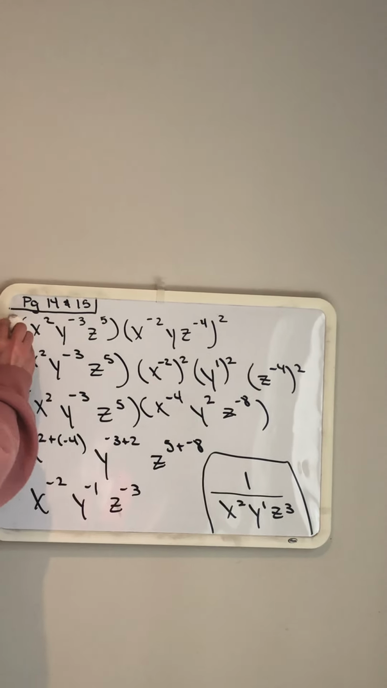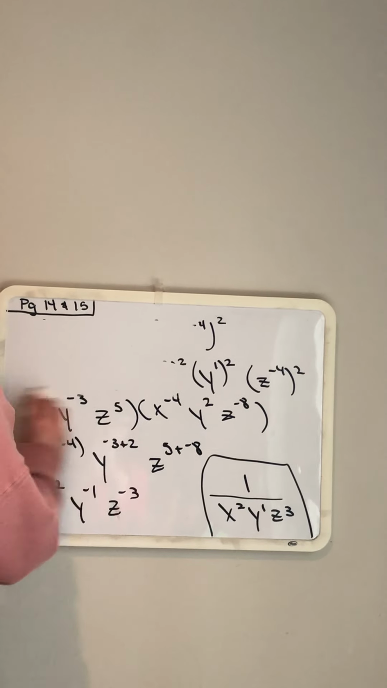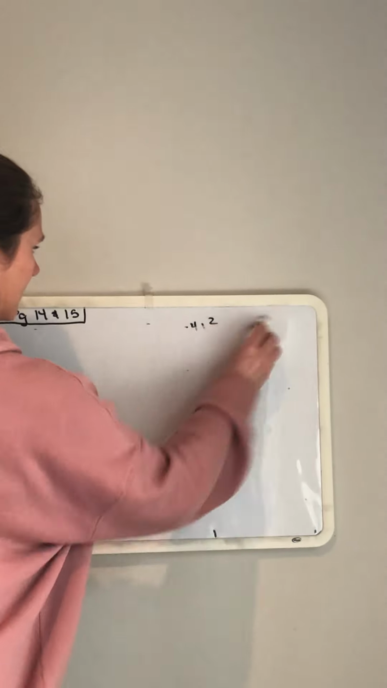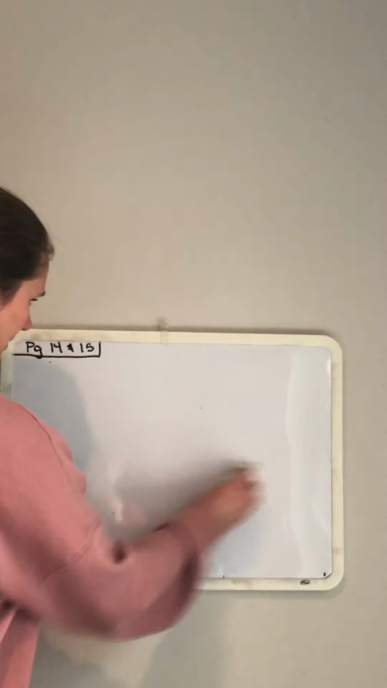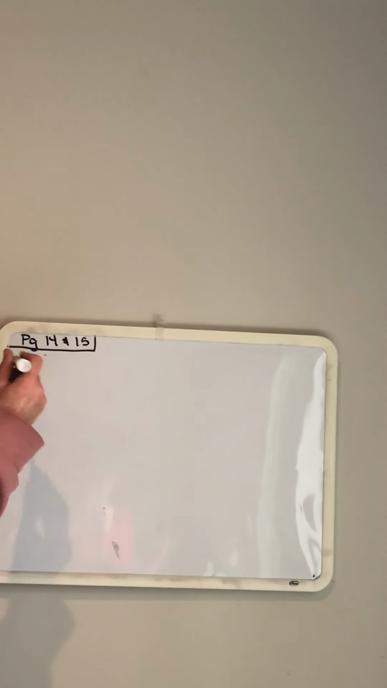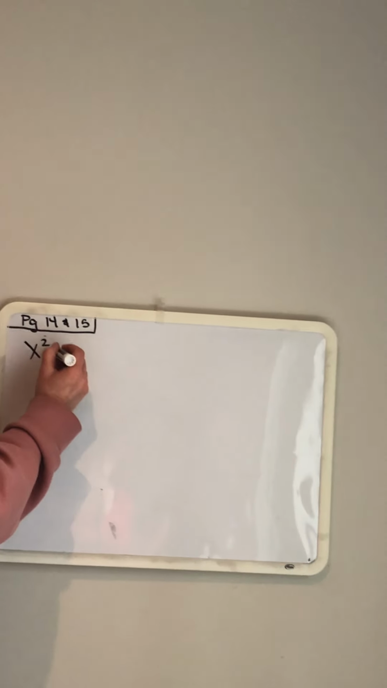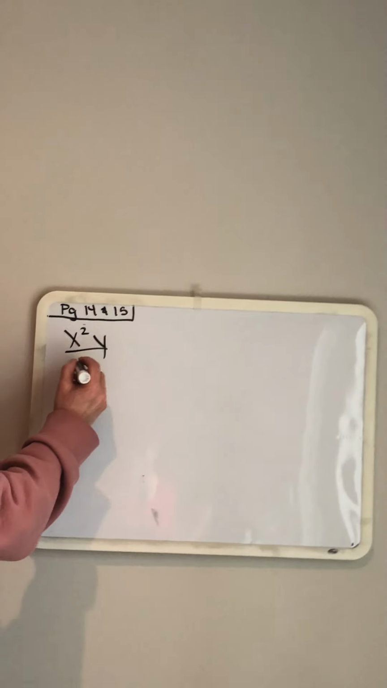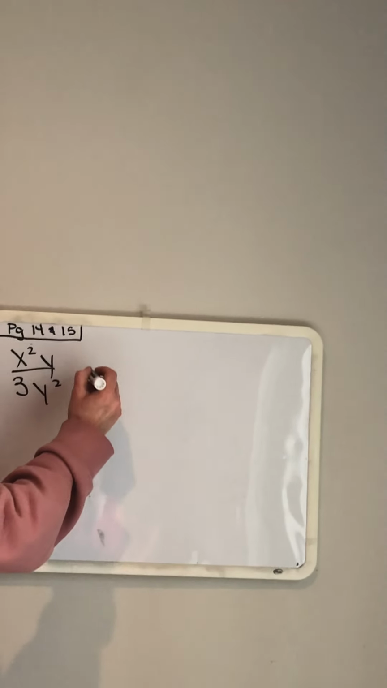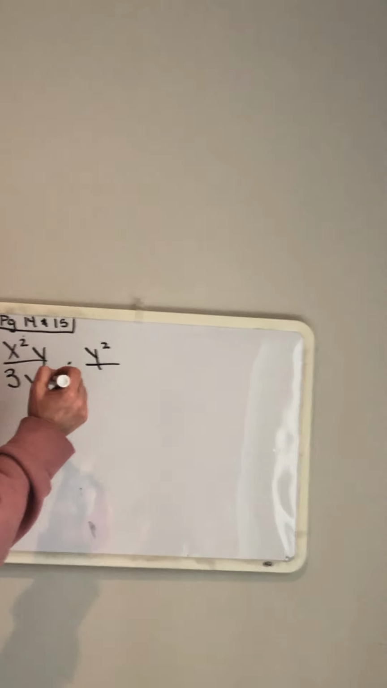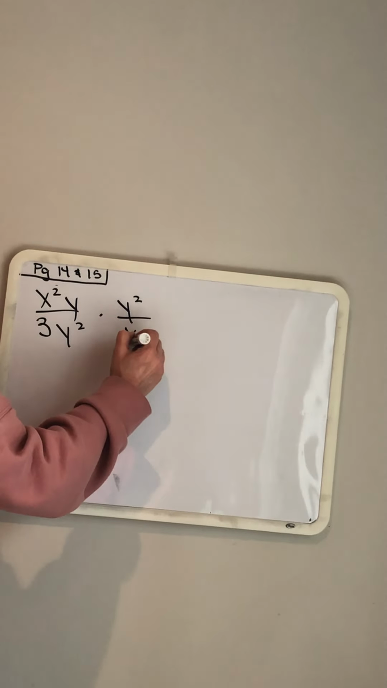The second example on page 14 is x to the second y over 3y to the second, times y to the second over x to the negative fourth.